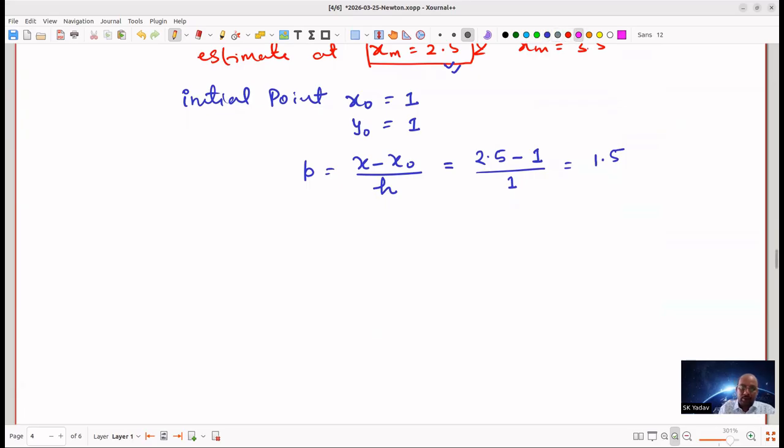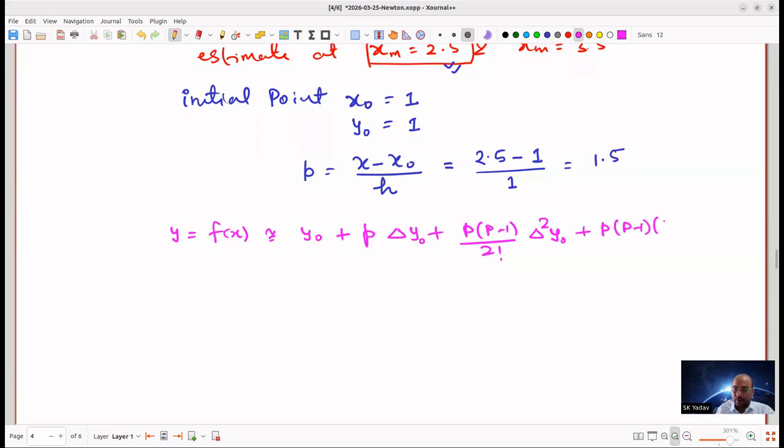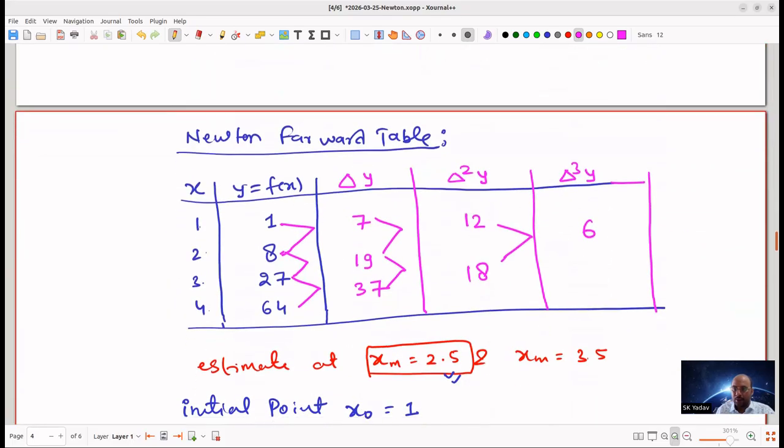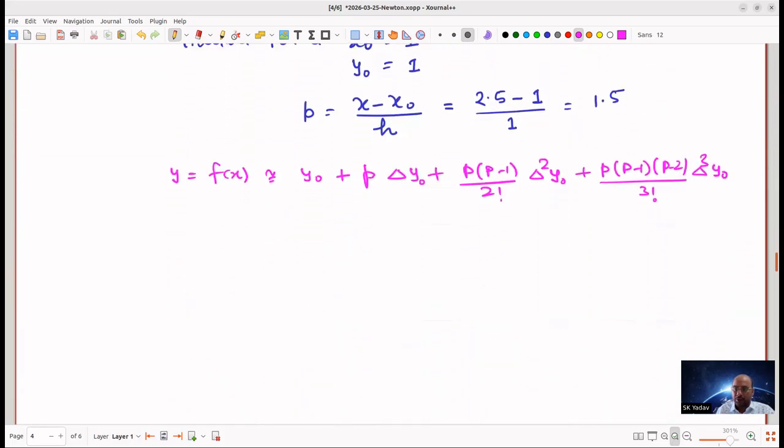Now I can write the formula and put the values. So the formula here is y equal to f(x), and it is approximated as y0 plus p delta y0 plus p(p minus 1) divided by 2 factorial delta square y0, plus p(p minus 1)(p minus 2) divided by 3 factorial into delta cube y0. Because we have differences till third, we are writing the formula till third.